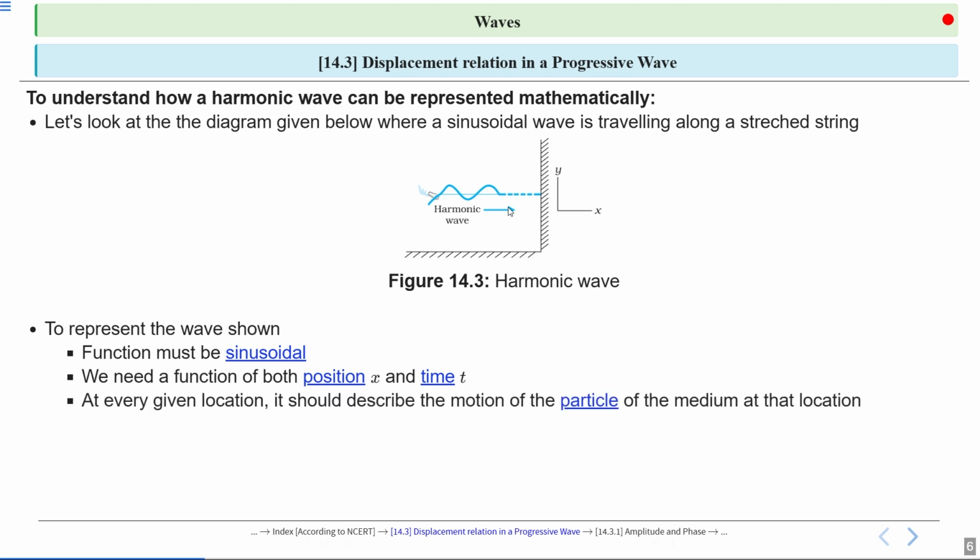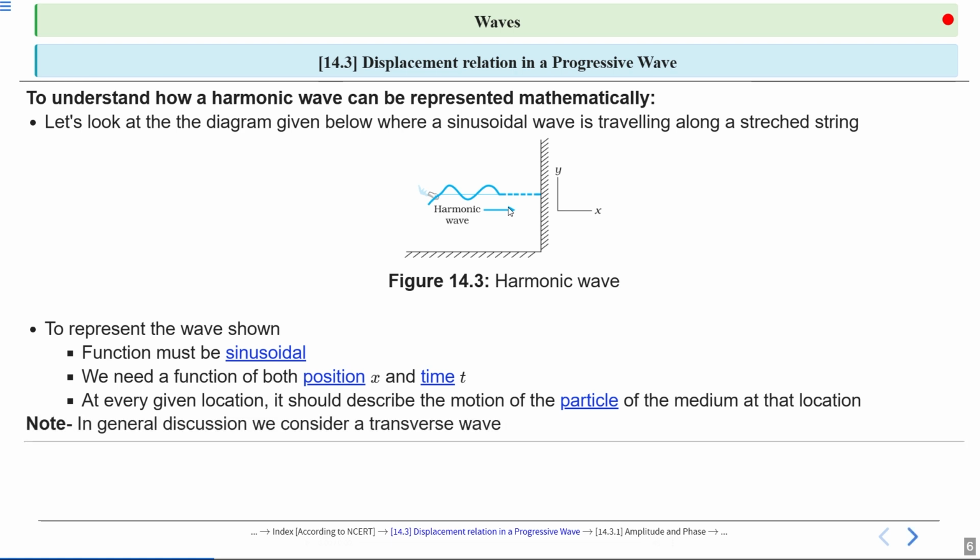At every specific location on the string, the function should describe how the particle at that point moves up and down over time. In other words, it tells us the motion of each tiny bit of the string as the wave passes by. One last important thing is we focus on transverse waves, where the particles move perpendicular to the direction the wave travels. I hope this is clear.